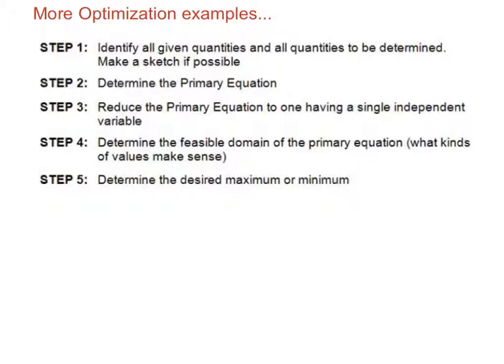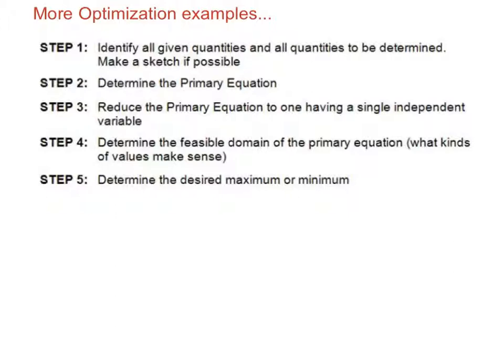So when we get to these problems, you want to identify all the given quantities and any quantities that are yet to be determined, and making a sketch is often helpful. We did that a little bit yesterday, especially with the fencing problem. And then we want to determine the primary equation. Remember that this is the one that's going to be maximized or minimized. And then we'll reduce the primary equation to having only one independent variable. We do this usually using a secondary equation if needed.